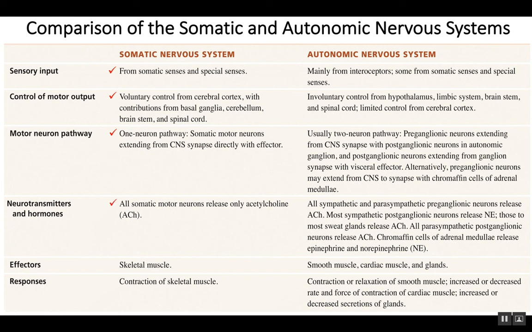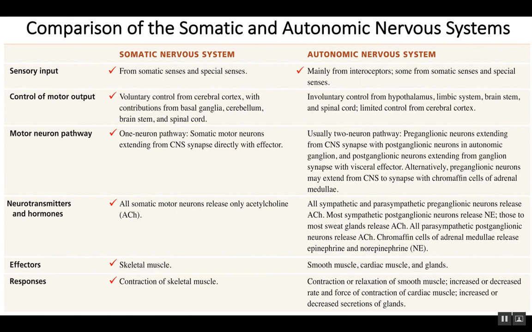Those neurons use acetylcholine. We should already know that. Acetylcholine is the neurotransmitter released by somatic motor neurons. They control skeletal muscle, and what we mean by controlling a skeletal muscle is stimulating it to contract. So there's your somatic nervous system.